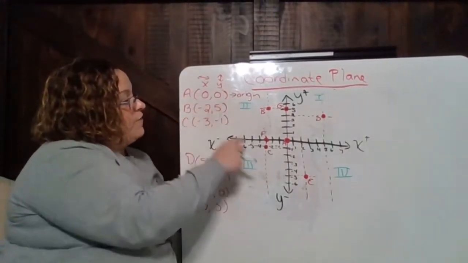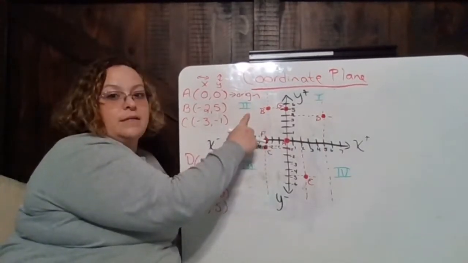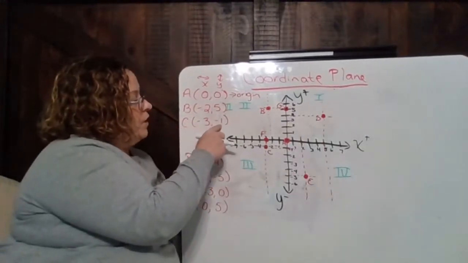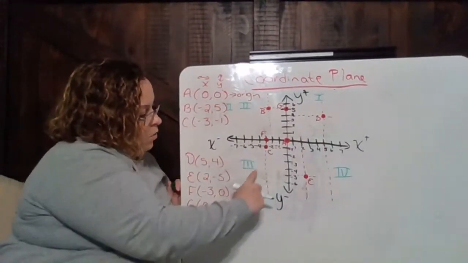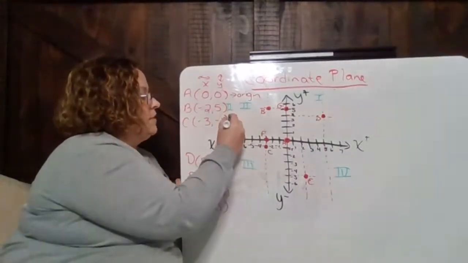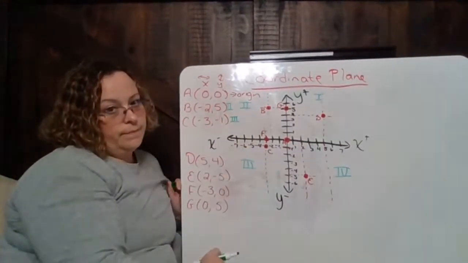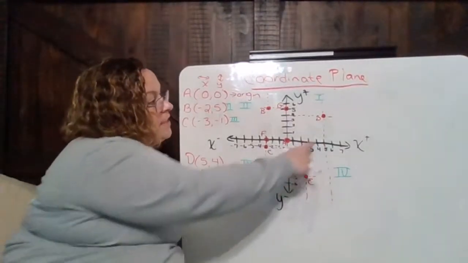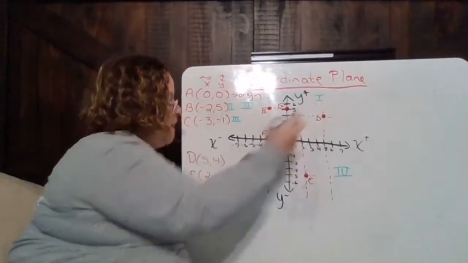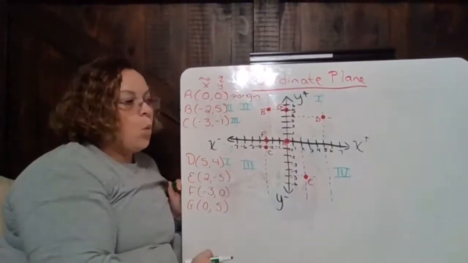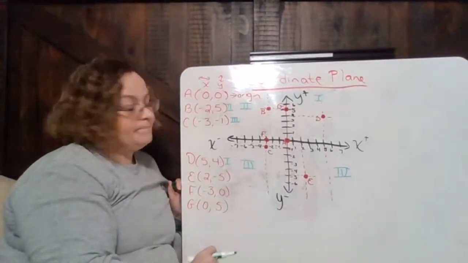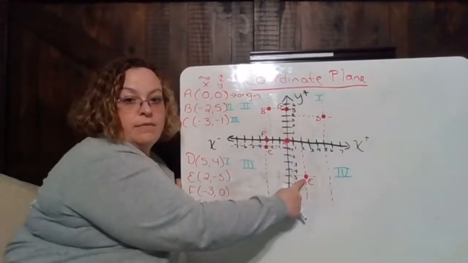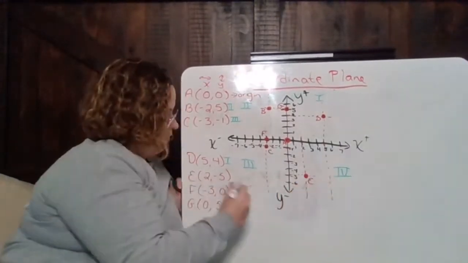Okay, so now we already know that A is at the origin. B is -2, 5. Right here's B. Where is it? It's in quadrant 2. All right, C is -3, -1. Well, right here's C. What quadrant is it in? Oh, it's in 3. Okay, D, 5, 4. D is right here. What quadrant is that? Oh, that's quadrant 1. Now, E, 2, -5. Well, right here's E. This is why we label it. What quadrant is it in? Oh, it's in 4.